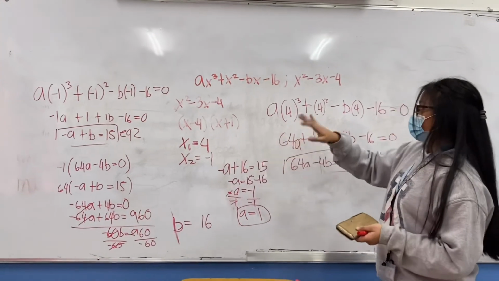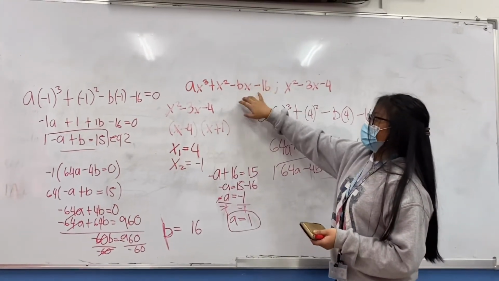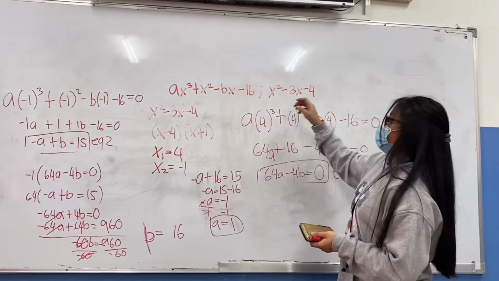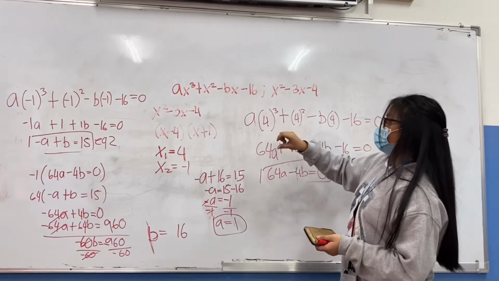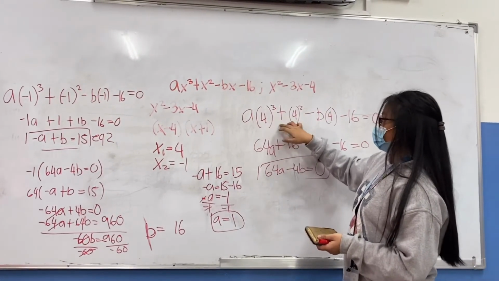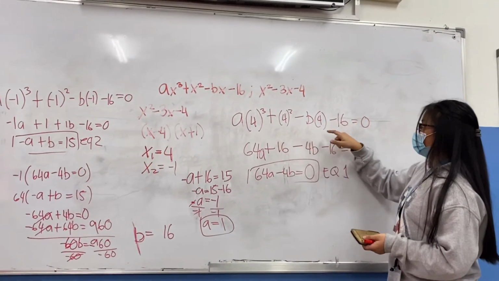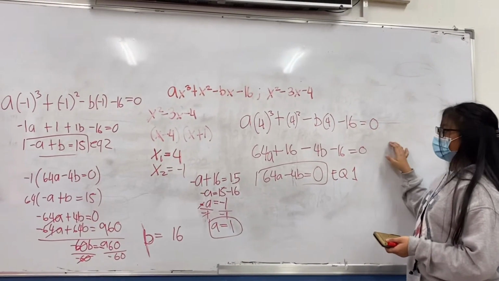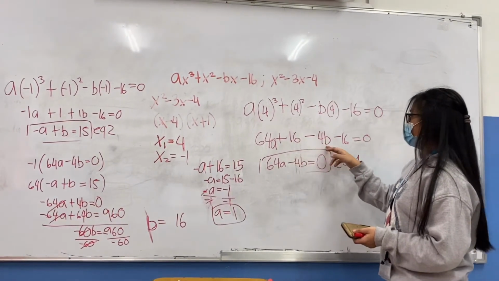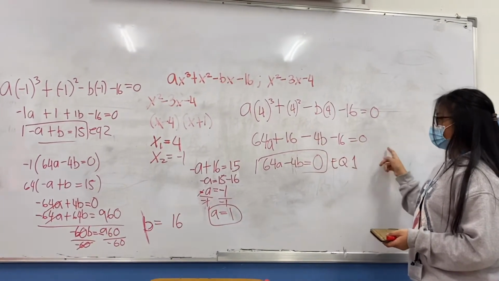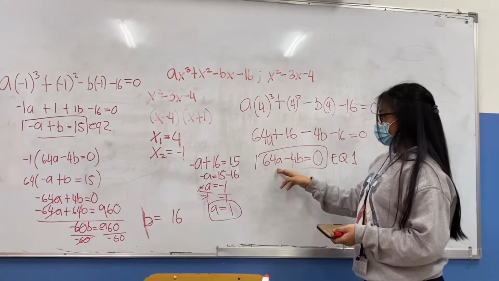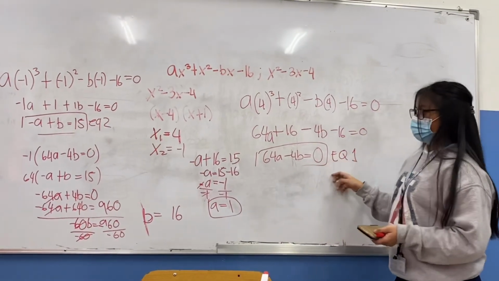Okay. Then the next step is to take the given and substitute the first number, the x sub 1, which is 4. So a times 4 cubed plus 4 squared minus b times 4 minus 16 equals 0. Then 64a plus 16 minus 4b minus 16 equals 0. Then you will get equation 1, which is 64a minus 4b equals 0.